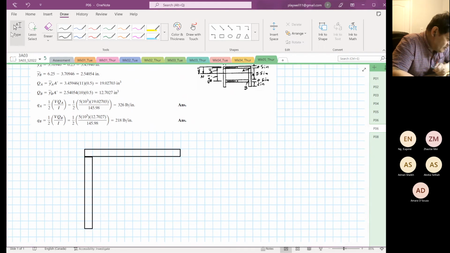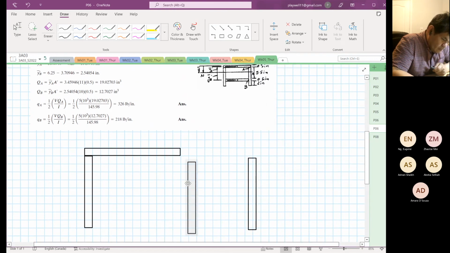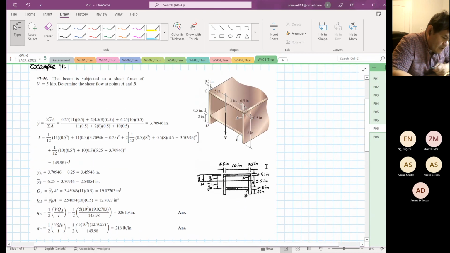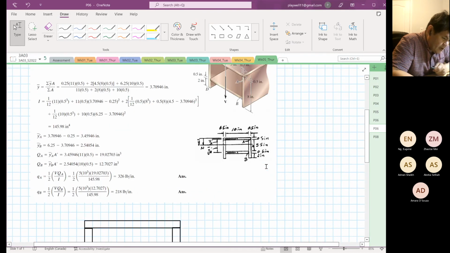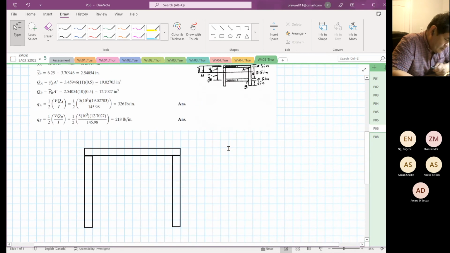Now my mouse got missing. Then we have point B is 2.5. I'll not take too long for this.